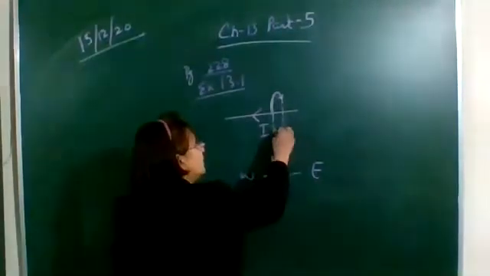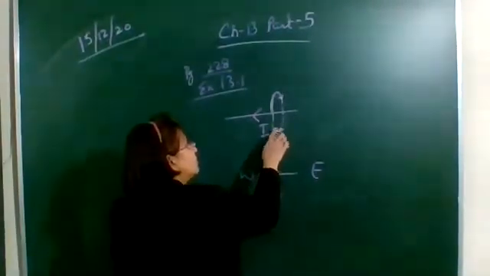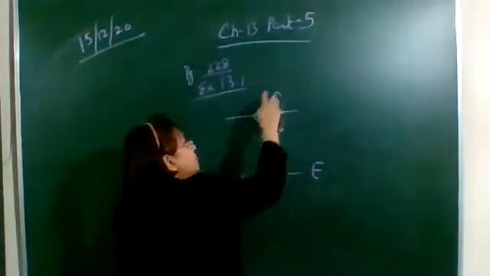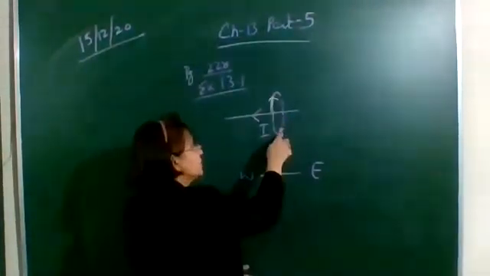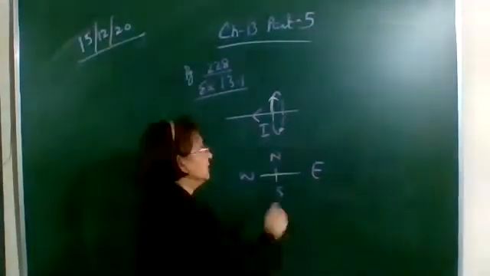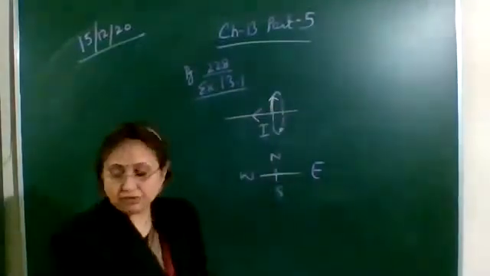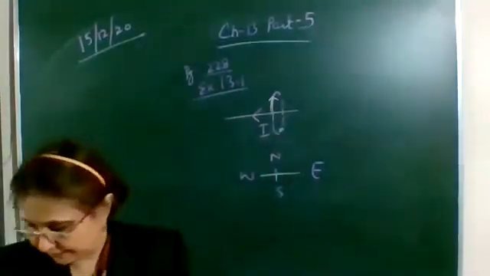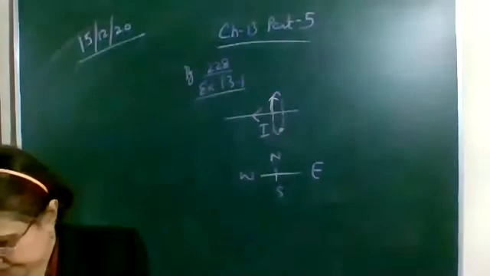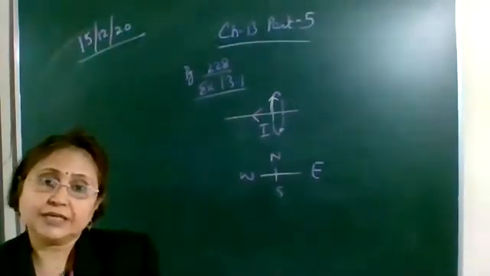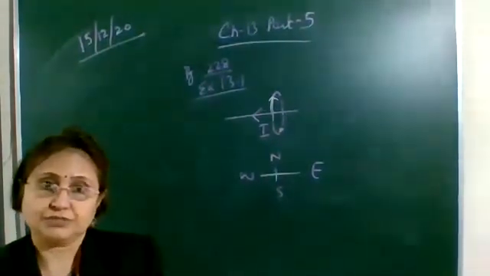As you can see here, below it is going from north to south. Here you can draw the arrow, and above it is going from south to north. So this is the direction of the magnetic field, north to south below and south to north above, due to a long straight current carrying wire in which the current is flowing from east to west.